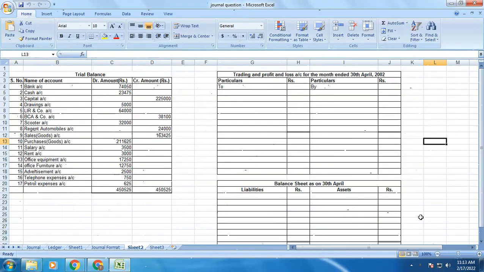Right. So the rules that we had written down, can one of you please read out those rules? How are we supposed to start with the final accounts?